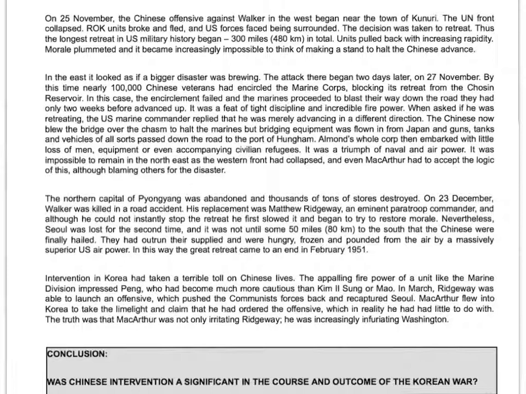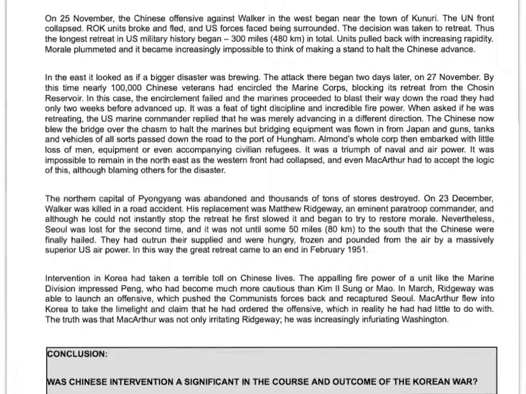The Chinese now blew the bridge over the chasm to halt the US Marines, but bridging equipment was flown in from Japan, and guns and tanks and vehicles and all sorts passed down the road to the port of Hungnam. Almond's whole corps then embarked with little loss of men, equipment, or even accompanying civilian refugees. It was a triumph of naval and air power.